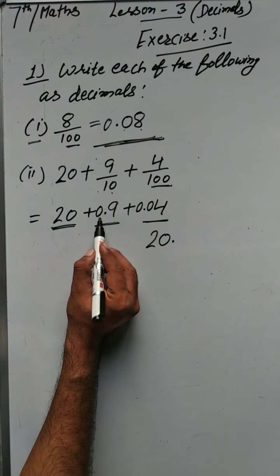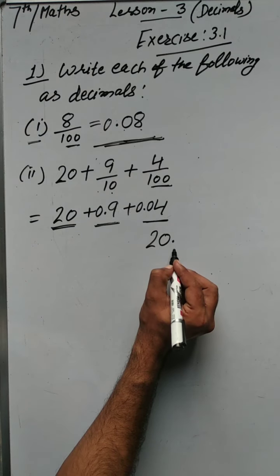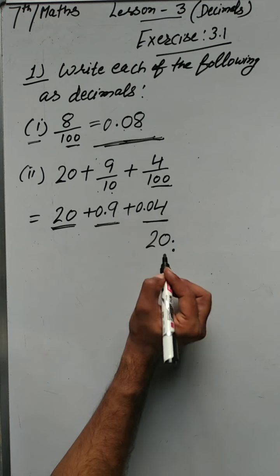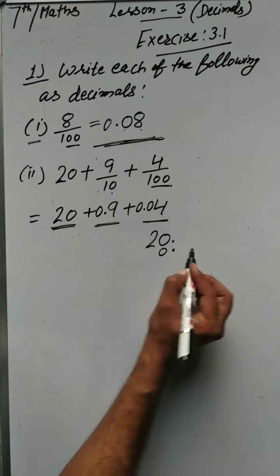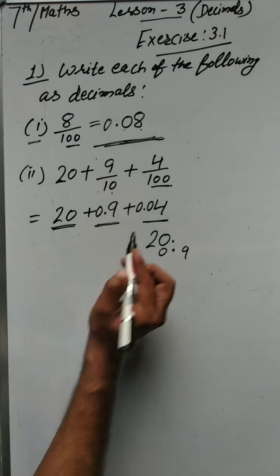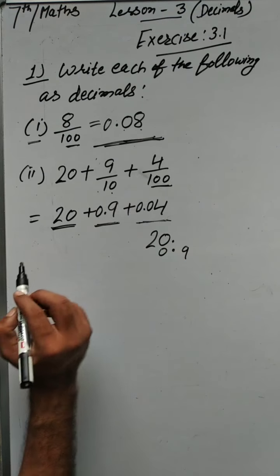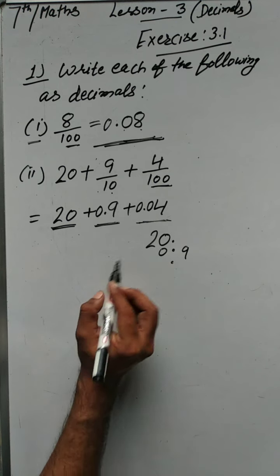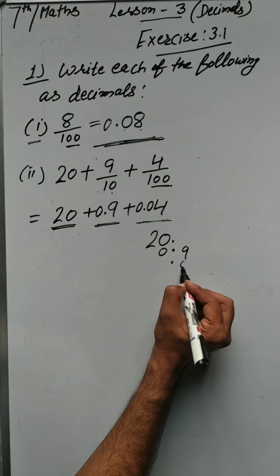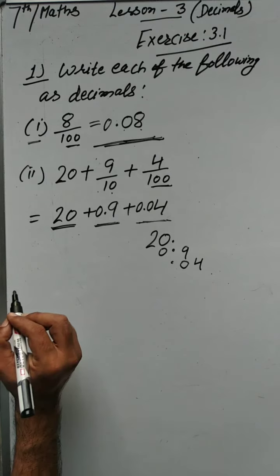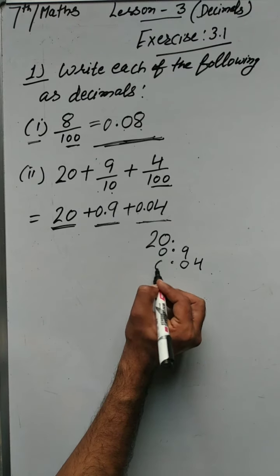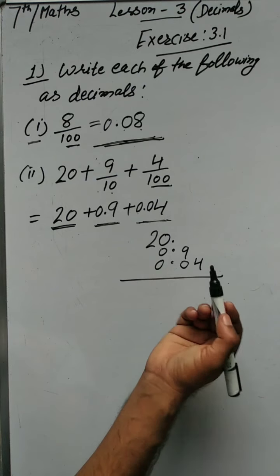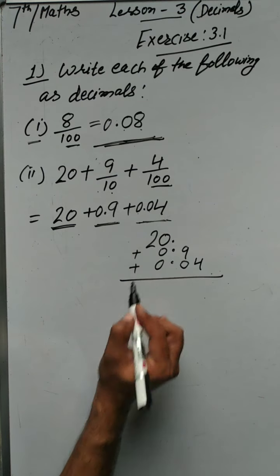Your second number is 0.9. Firstly put the decimal here. Before the decimal is 0, and after the decimal, beta, 9. And your third number is, beta, 0.04. Firstly put the decimal. Okay beta. After the decimal we have 0 and 4. Understood? And before the decimal is 0, and the vacant places.